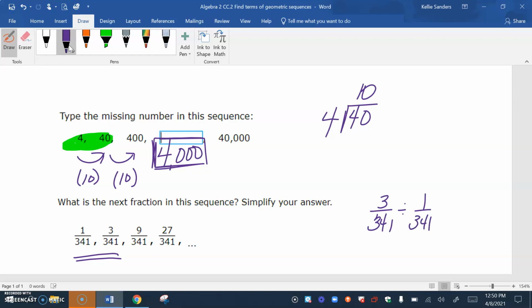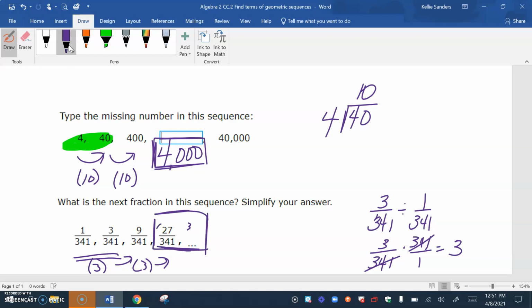You can do it on the calculator, but if you're dividing fractions, don't be shy. Flip the second one and multiply, and those will cancel out, and we're left with 3. So basically, we are multiplying by 3 every single time. And if I'm multiplying this by 3, I'm multiplying it by 3 over 1. And multiplying fractions is no problem. Top times top and bottom times bottom. 81 over 341 would be the answer to that.